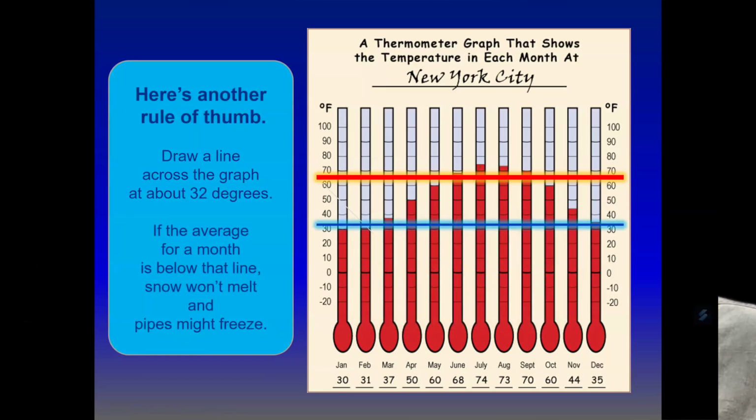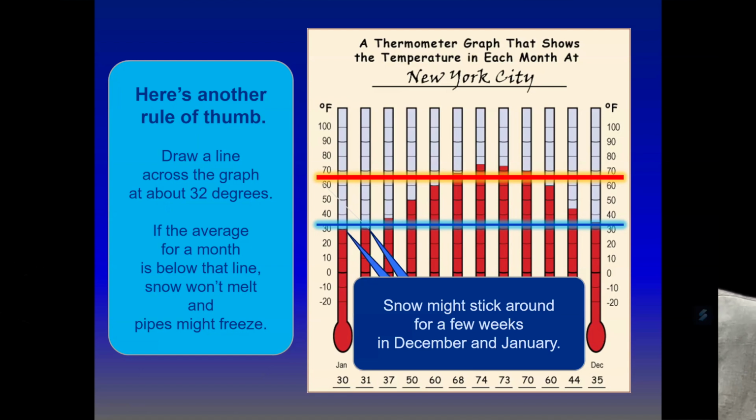Another really useful rule of thumb is to draw a line at 32 degrees. 32 degrees is the freezing temperature of water. So if the average temperature for a whole month is below that line, if any snow falls, it's not going to melt. And pipes might even freeze in the ground. So New York might have snow for a couple weeks in December and January, but they're not likely to have snow any other month of the year that sticks around. It could fall in November, but it just isn't likely to be really serious.